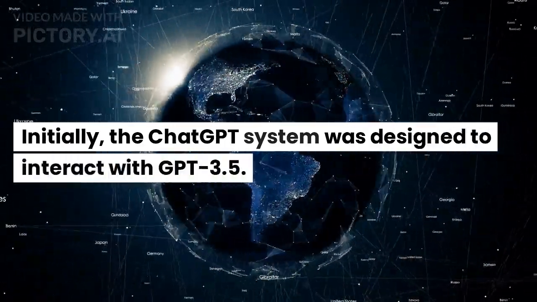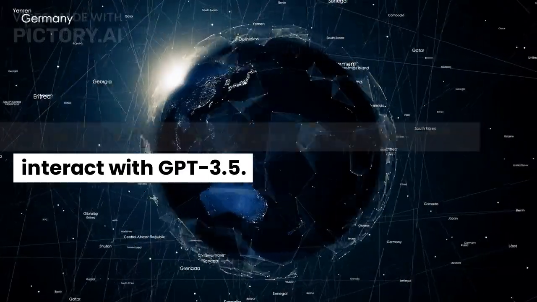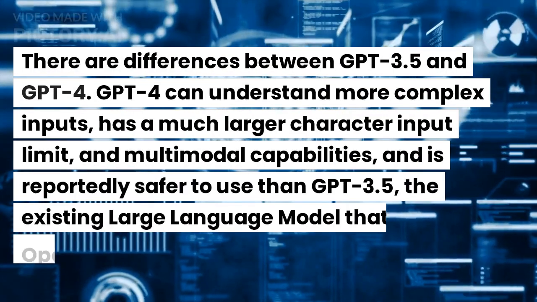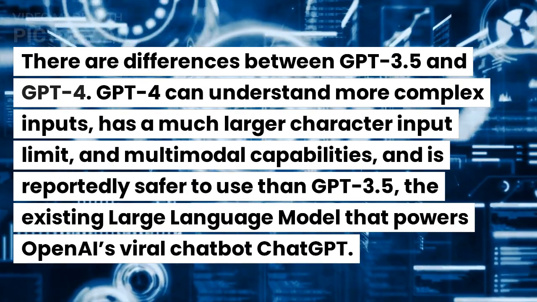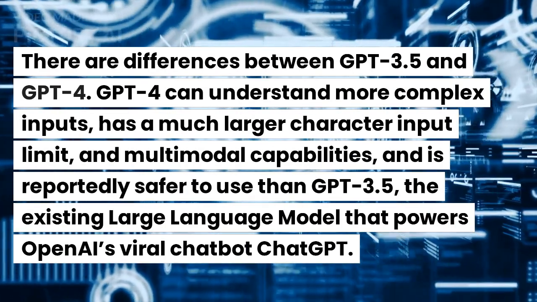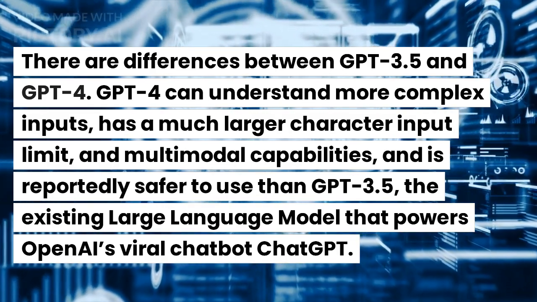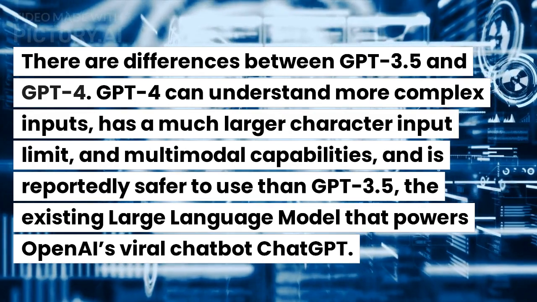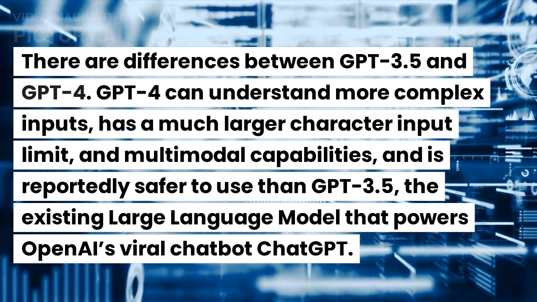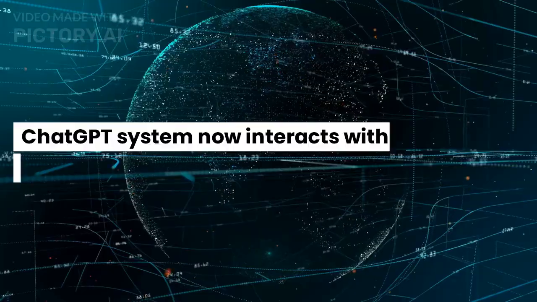Initially, the ChatGPT system was designed to interact with GPT-3.5. There are differences between GPT-3.5 and GPT-4. GPT-4 can understand more complex inputs, has a much larger character input limit and multimodal capabilities, and is reportedly safer to use than GPT-3.5, the existing large language model that powers OpenAI's viral chatbot ChatGPT.